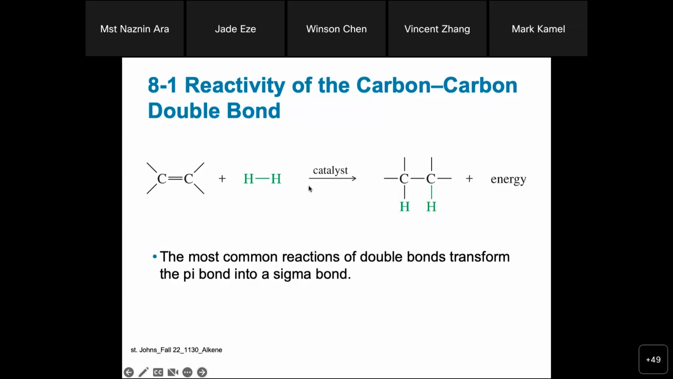One of them is catalytic hydrogenation. During catalytic hydrogenation, the carbon-carbon pi bond and the hydrogen-hydrogen sigma bond break and produce two carbon-hydrogen sigma bonds, as you can see here, with lots of energy. The product formed with the two carbon-hydrogen bonds is eventually stronger than the reagents. As you know, sigma bonds are stronger than pi bonds. So this is the carbon-carbon double bond reactivity.